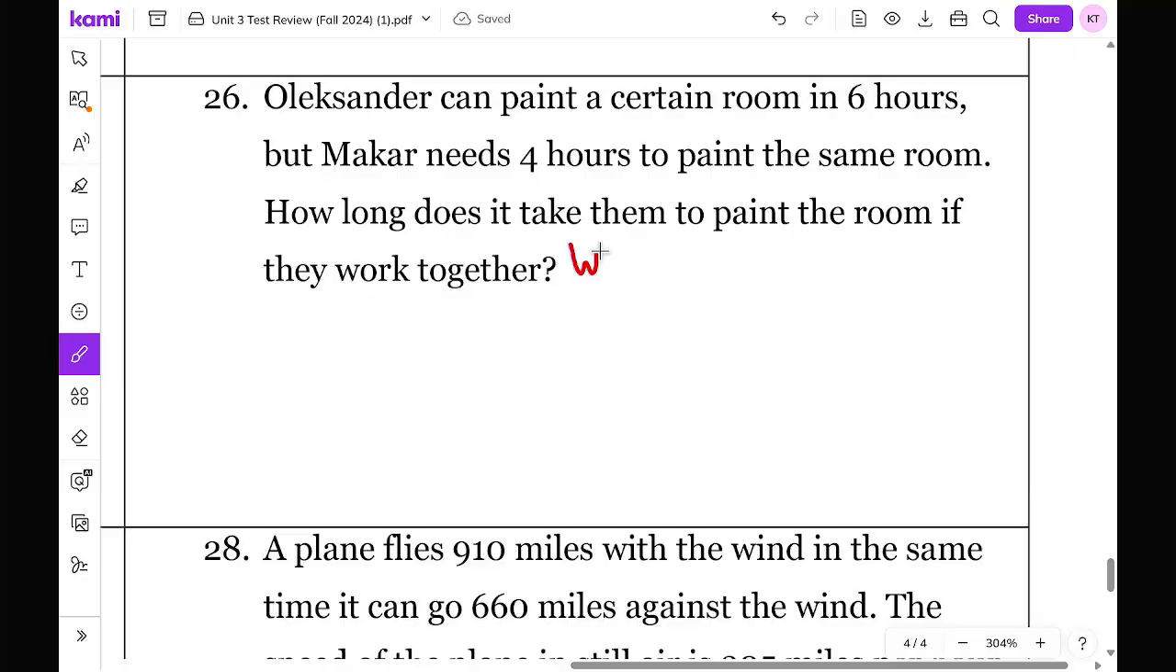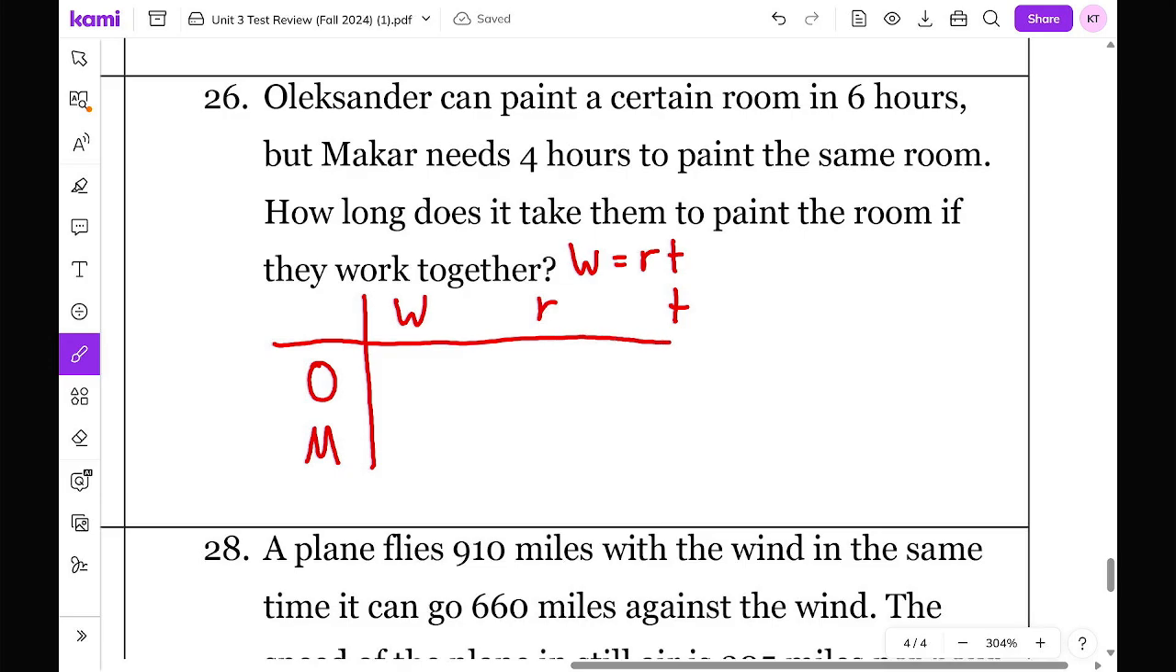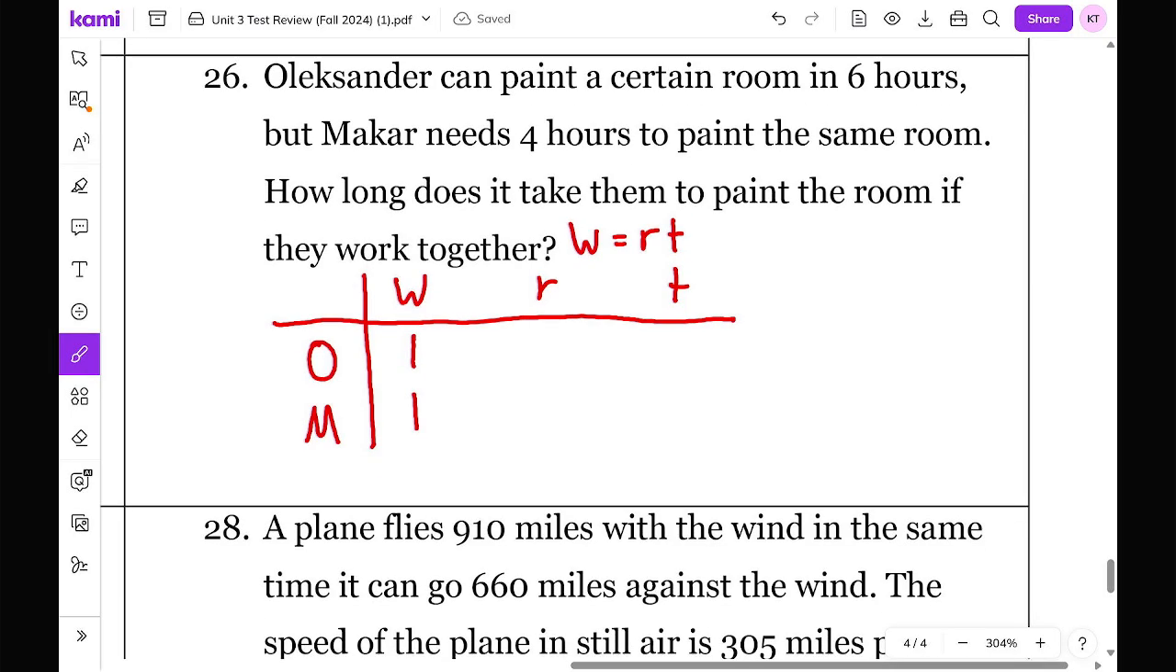So remember, work is equal to rate times time. And so I'll make a table. So we have O for Alexander, M for Makar, and then we have work, rate, and time. So the work for both of them is going to be 1. And our rate we have to figure out, but it tells us Alexander takes 6 hours and Makar takes 4.